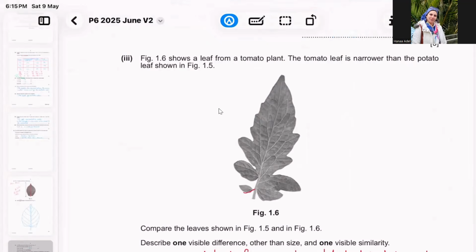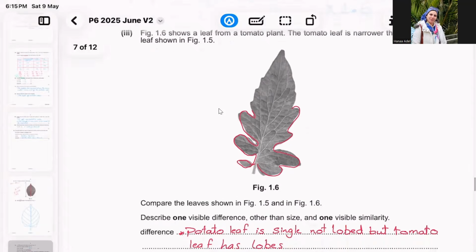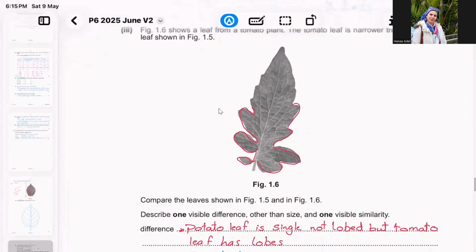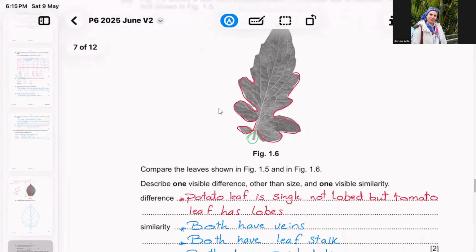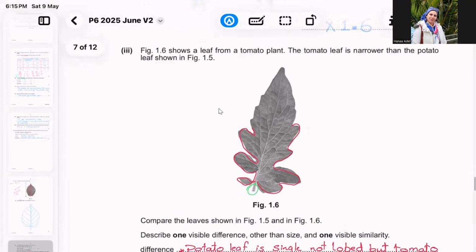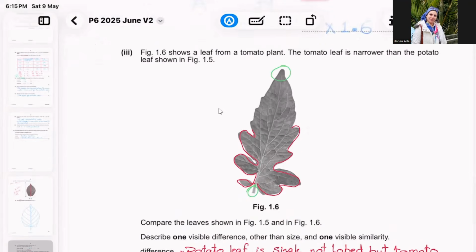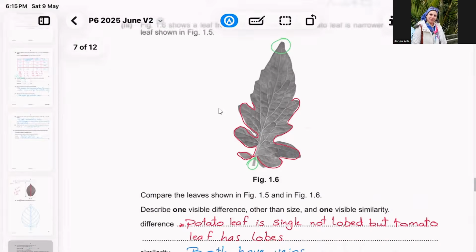We have here many loops. We have many loops here, but the other one, there are no loops. So the potato leaf is single, not looped, but the tomato leaf has loops. But both have veins, both have a leaf stalk. Where is the stalk? This one. So both have a leaf stalk and both have pointed tips. This pointed one, and we drew the pointed tip in the previous figure.